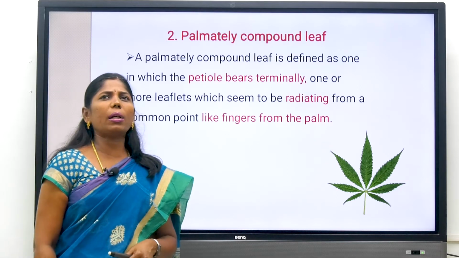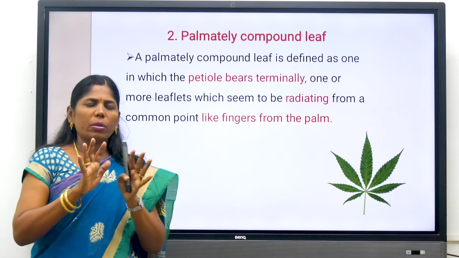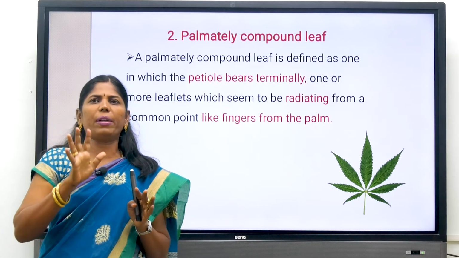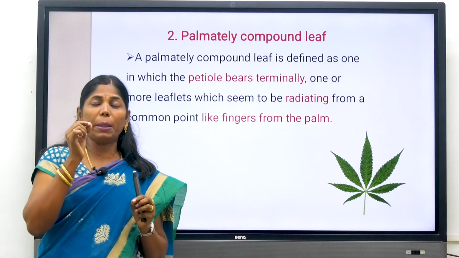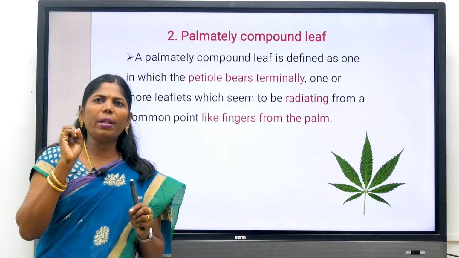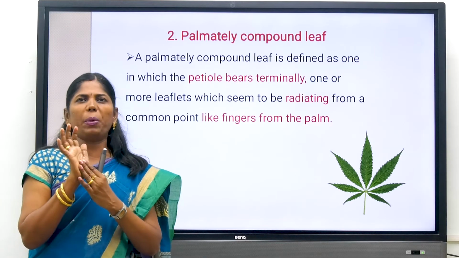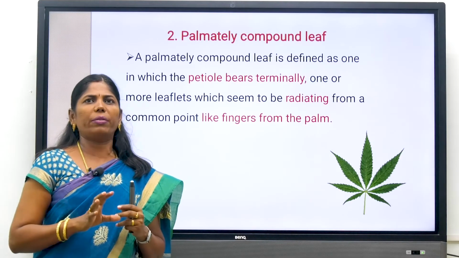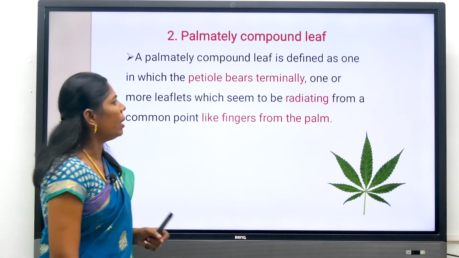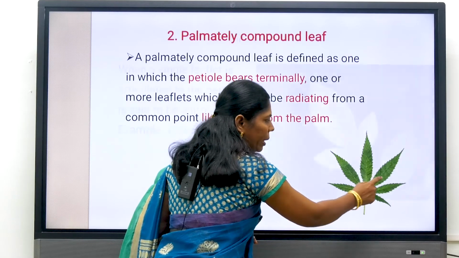Next one is a palmately compound leaf. A palmately compound leaf is defined as one in which the leaflets spread over. The petiole bears a number of leaflets from the tip of the petiole. It looks like our fingers. The fingers are arranged as they originate from the palm region, radiating from a common point. It looks like fingers from the palm. That is a palmately compound leaf. At the tip of the petiole we can see everything is connected here.